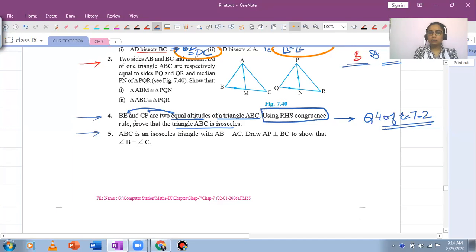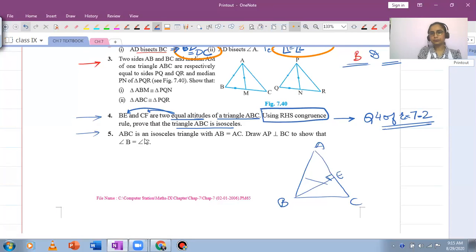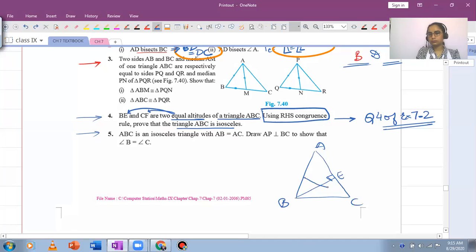That would mean the altitudes on which the equal altitudes stand have corresponding bases also equal. So that's what we want to prove here. If I just roughly draw an equilateral triangle, let's see if I can find a way to use the RHS rule in this triangle. So let's draw triangle ABC, draw altitude from B. So let's draw BE and let's draw an altitude from C onto the opposite side, and name it CF.